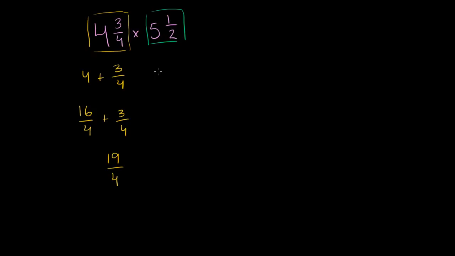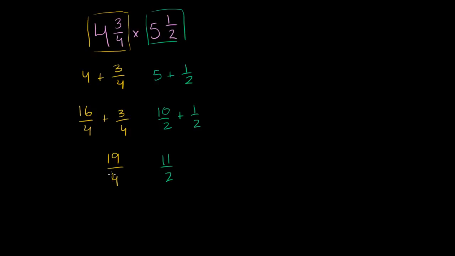5 1/2 is the same thing as 5 plus 1/2. 5, if I multiply it by 2, is the same thing as 10 halves. 5 is 10 halves, and then we're still going to add plus 1/2. And then 10 halves plus 1/2 is 11 halves. And once again, a faster way of doing it, you could have said 2 times 5 is 10, plus 1 is 11. 11 halves.